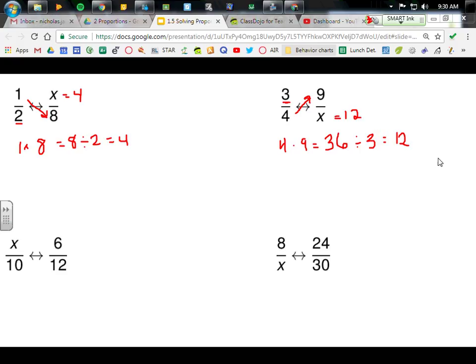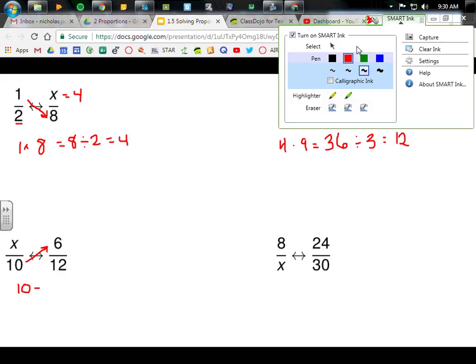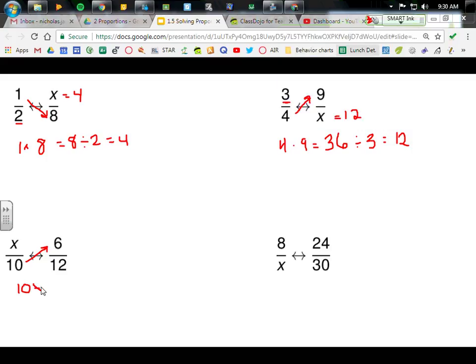All right. Coming down to this proportion, we have something out of 10 and then 2 out of 12. So we're going to multiply diagonally. 10 times 6, which is 60. Divide that by our leftover number. We're going to get 5. So our missing value here is 5. 5 out of 10. All right.